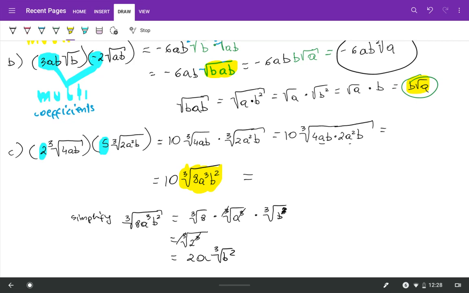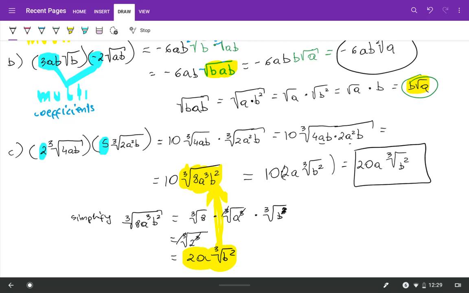Okay. So here I was showing work on how to simplify the cube root of 8a cubed b squared. So they are equivalent. Let's just replace that. And our final solution will be 10 times 2a cube root b squared. And this is just 20a cube root b squared. Okay, that's the final solution.